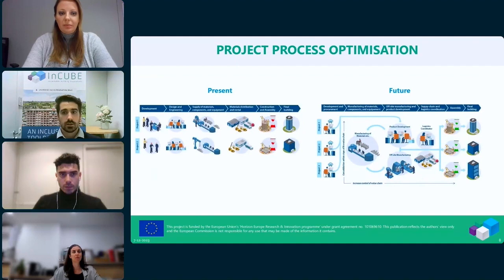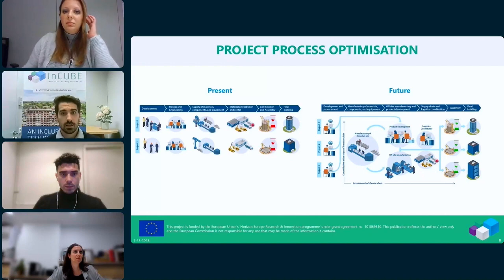This image showcases this a little bit. So on the left, that is the current situation. It's quite a linear process. So every stage has to be completed before the next one can start actually. And on the right, you see that these different processes are more interconnected. And that is really what we try to do in InCUBE, try to connect the different phases and try to find out what is needed to make it a more efficient process overall.